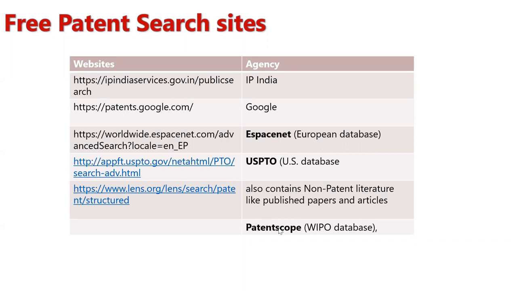Out of these, Google easily helps you to search for patent documents, and it is very easily accessible. But most of the inventors use PatentScope. It is a highly recommended engine, and it has good language translation.